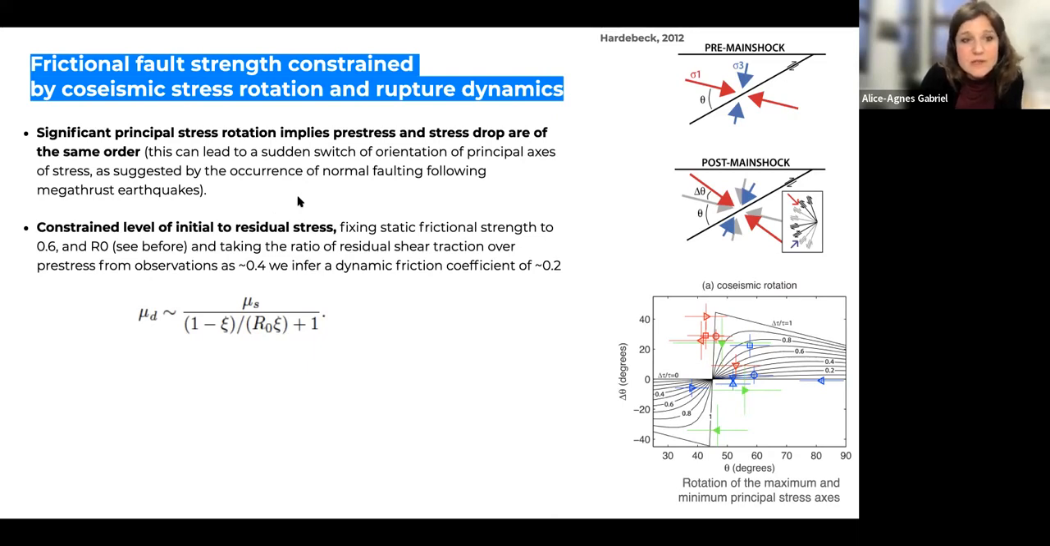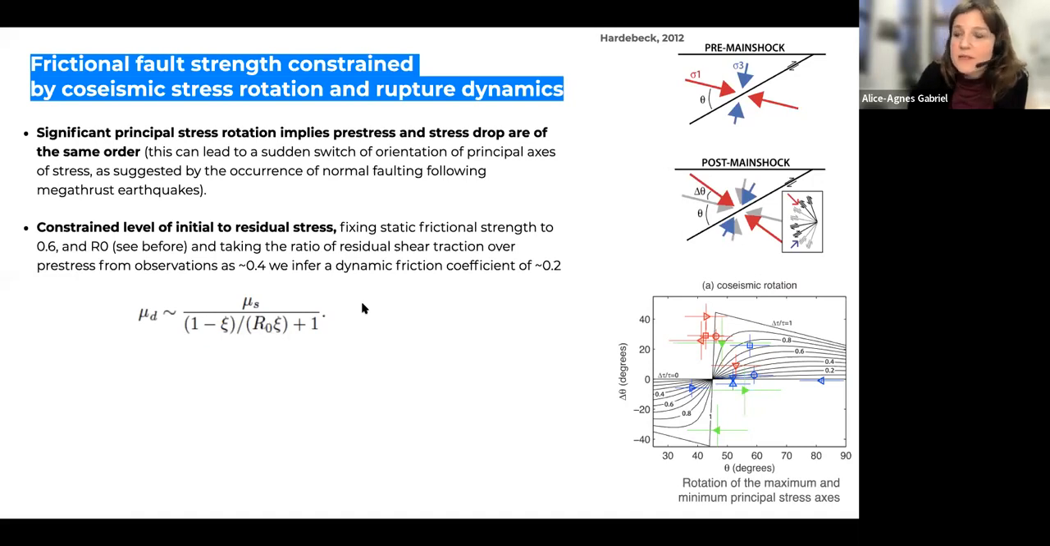And we can use this information to constrain the level of the initial to the residual stress in our models. So we're fixing static frictional strength to 0.6 following our core assumption that faults are statically strong. And we're fixing our R0 based on the tectonic plate convergence rate. And then we can take the ratio of the residual shear traction over the pre-stress from observations. And then we can infer an effective dynamic friction coefficient for these models, which is here 0.2. So that basically allows us to observationally constrain the initial conditions that we need for these models.